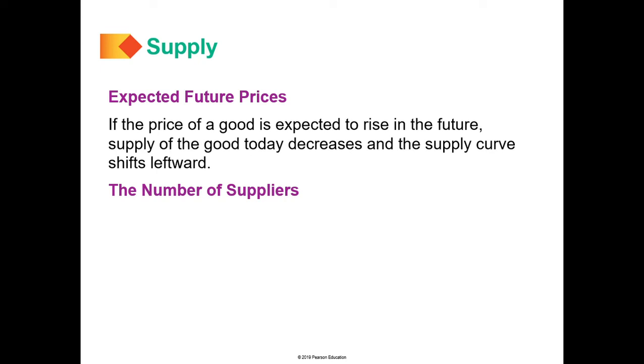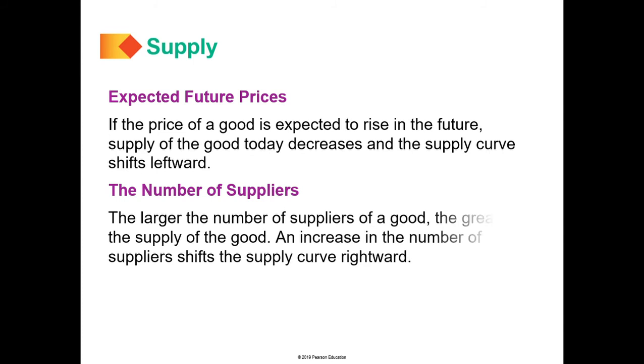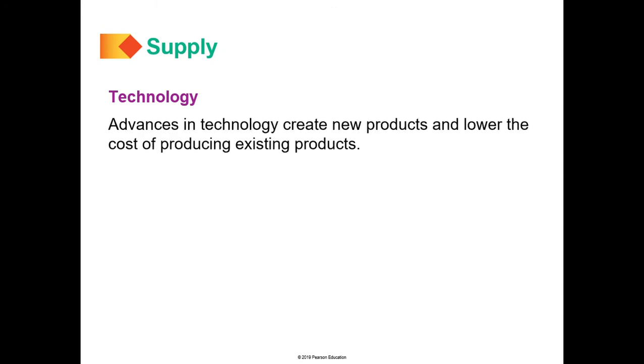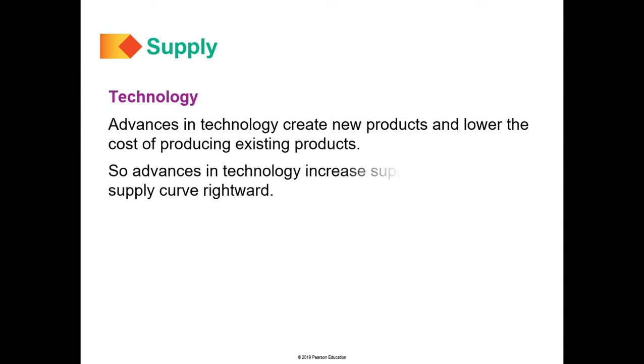Also, number of suppliers. Number of suppliers is pretty straightforward. If there's more suppliers, there's going to be more supply. So if we only had one, say, pizza restaurant in the community, we're not probably going to get very much pizza. But if we have 10 pizza suppliers, then we're going to get more pizza. Technology is also a factor of supply. So if there is technology which makes us be able to produce new products cheaper, the cost of production goes down, then supply will increase. So advances in technology increase the supply and the supply curve is going to shift to the right.